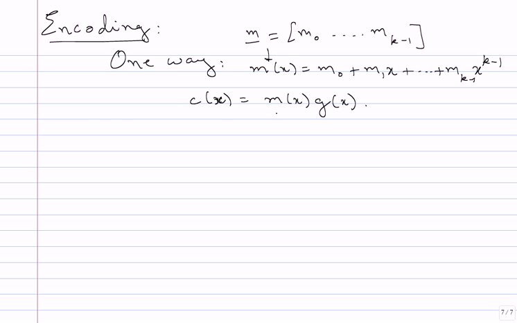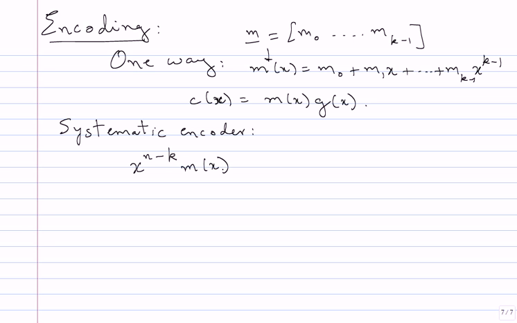In a systematic encoder, you can do the following. You take m(x) and multiply it with x to the power n minus k.